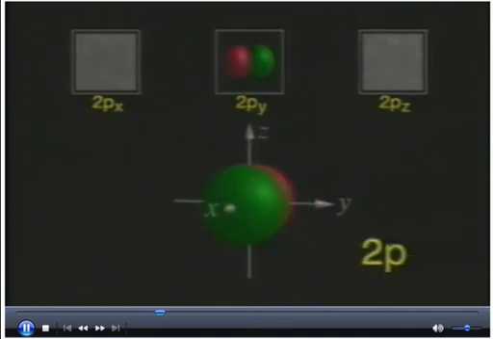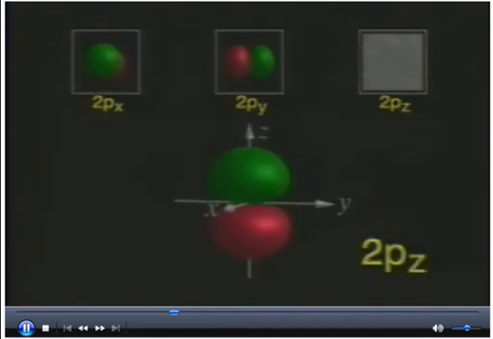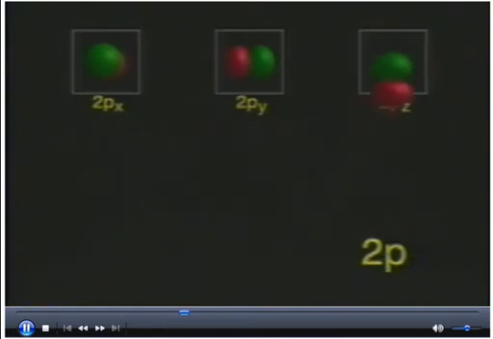The 2px orbital is identical to the 2py orbital, except that it points primarily along the x-axis. The nodal plane is the yz plane. The third p orbital, the 2pz orbital, has its lobes directed along the z-axis. The nodal plane is the xy plane. These 2p orbitals form a set of 3 that are equal in energy and can be occupied by up to 6 electrons.